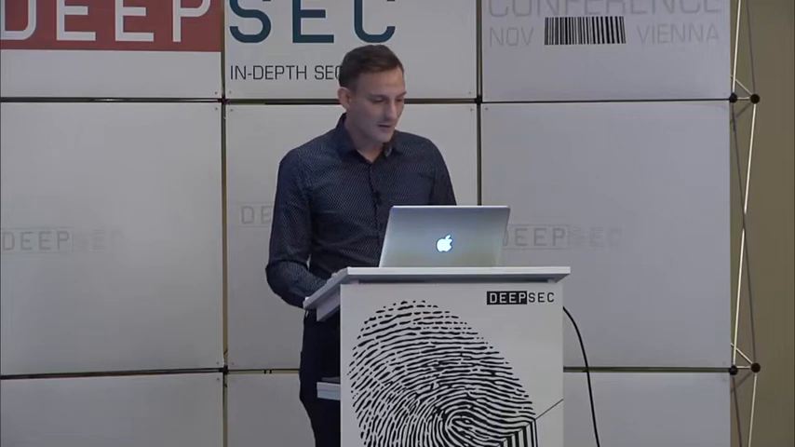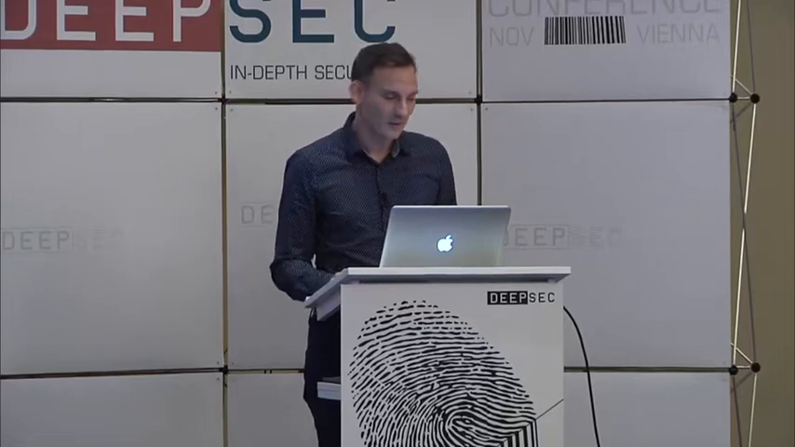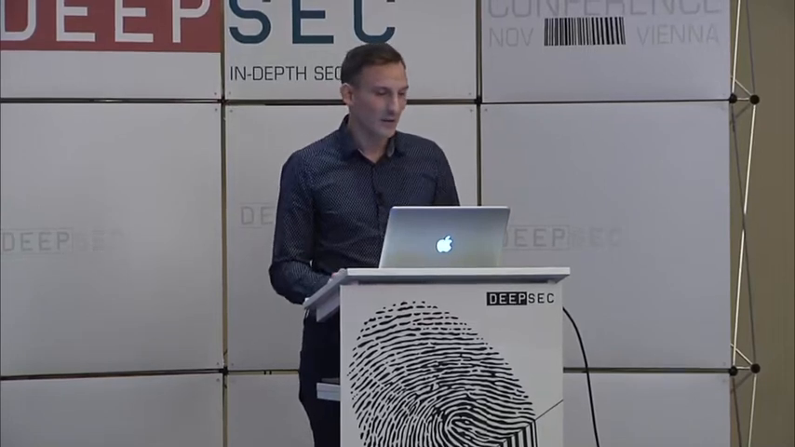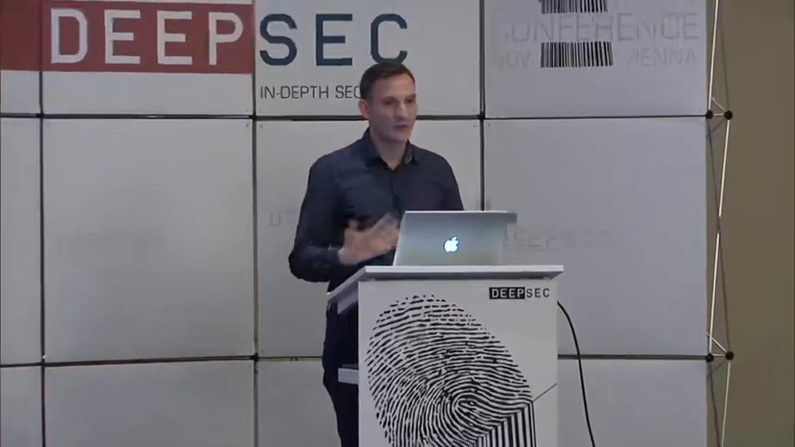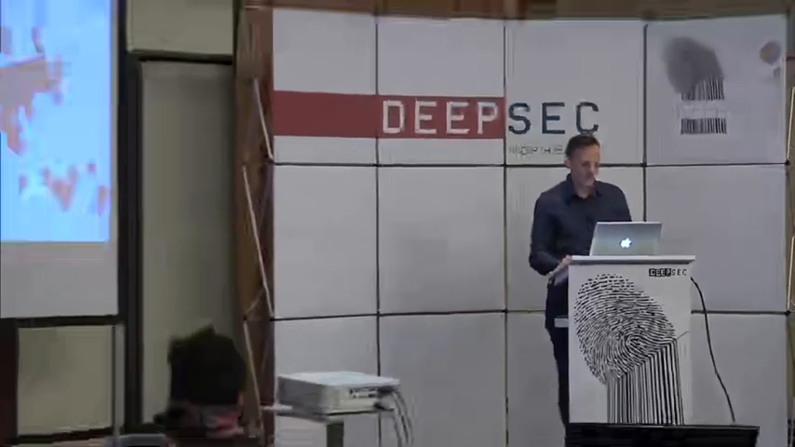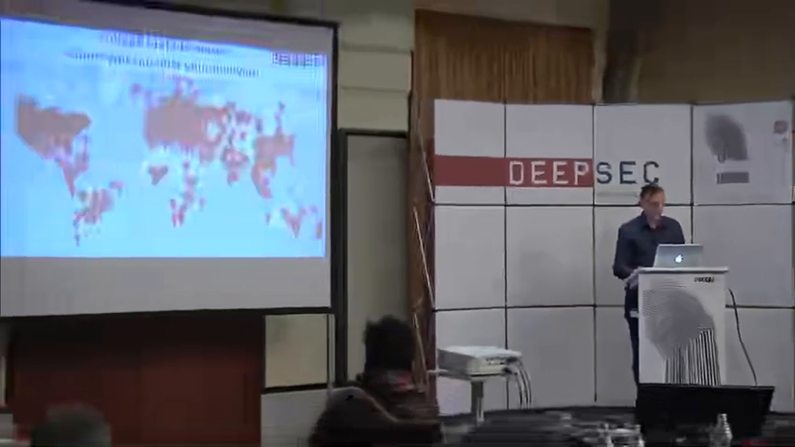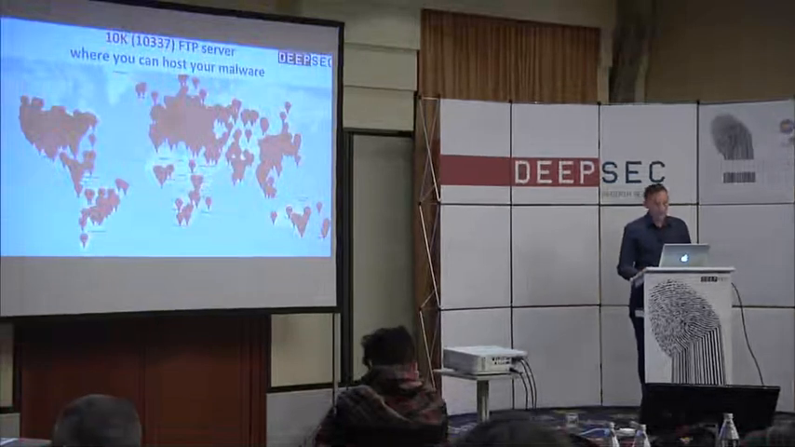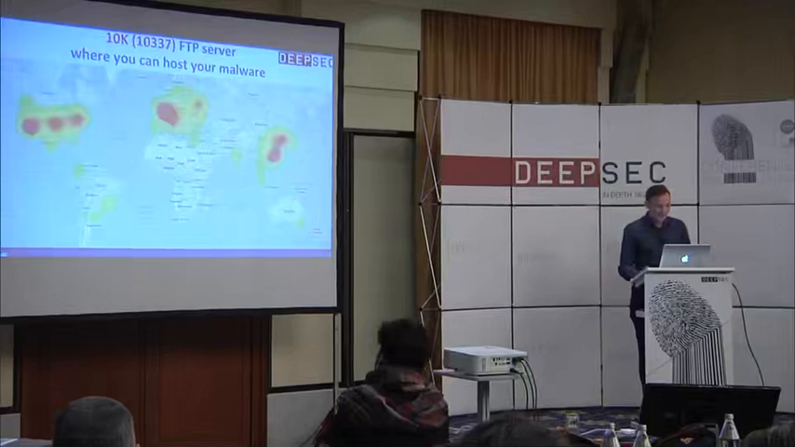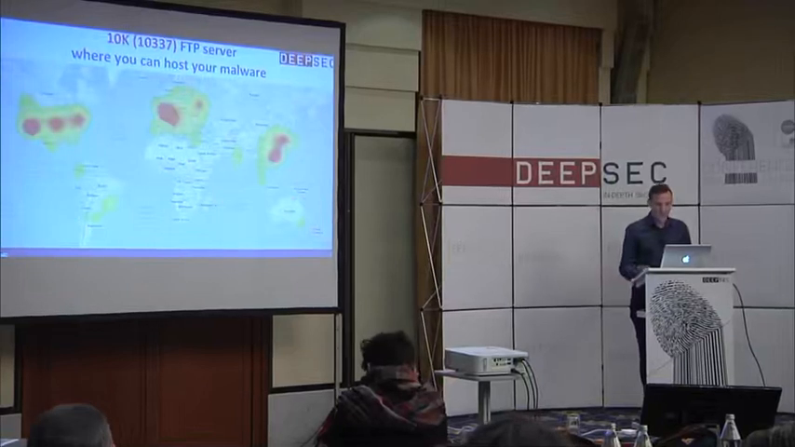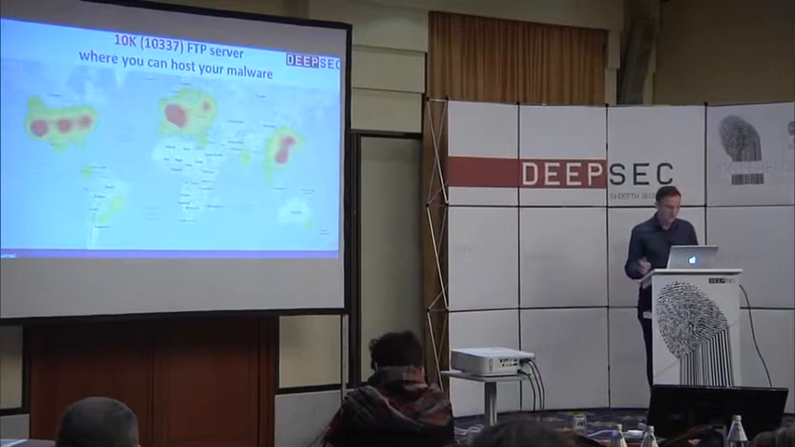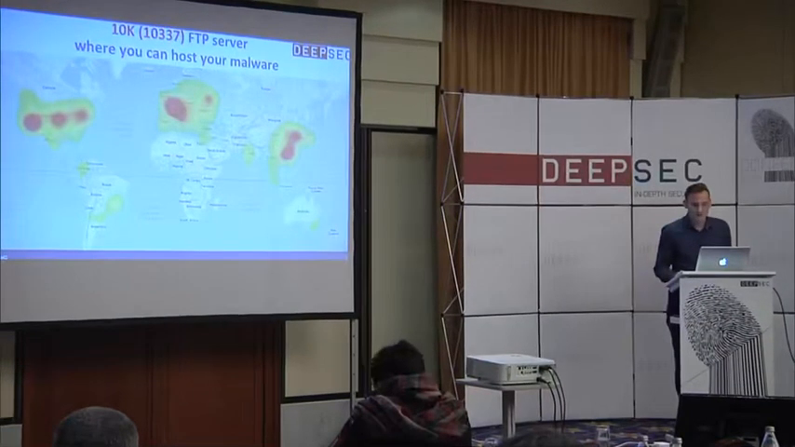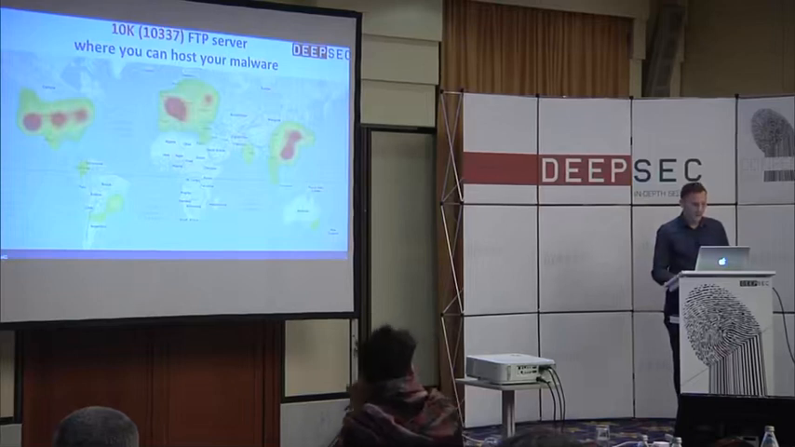So in this data set, that means there are 10K FTP services where you can host your malware. You can host and write anything to the disk and to the service, because you have the ability with the anonymous user. In a heat map, it looks like this. So you can see which locations are mainly involved with this.